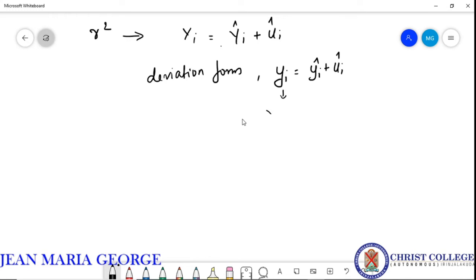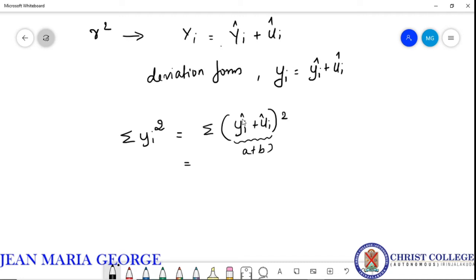Okay. Now as a next step, we can square both sides and take summation over the sample. So sigma yi square is equal to sigma of yi hat plus ui hat, the whole square. This can be considered as a plus b the whole square form. Okay, yi hat is the a, ui hat is b, so a plus b whole square. Then it can be written as sigma yi hat square, that is a square, plus sigma ui hat square, that is b square, plus 2 sigma yi hat ui hat, that is 2ab, a square plus b square plus 2ab.